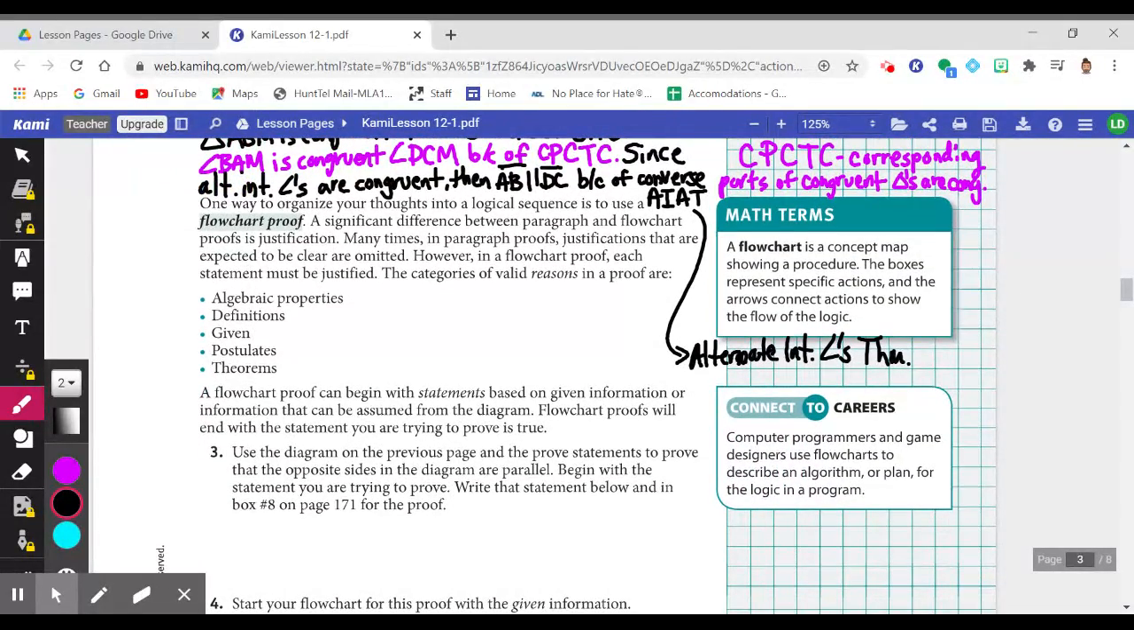One way to organize your thoughts into a logical sequence is to use a flowchart proof. That's what we've been looking at. A significant difference between paragraph and flowchart proof is justification. Many times in paragraph proofs, justifications that are expected to be clear are omitted. However, in a flowchart proof, each statement must be justified. So there's probably things in the paragraph proof we didn't necessarily mention, but we have to mention them in our flowchart proof. So everything connects, everything is tied, everything flows. That's why they call it that.